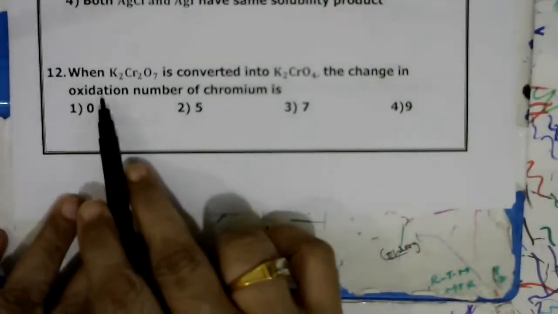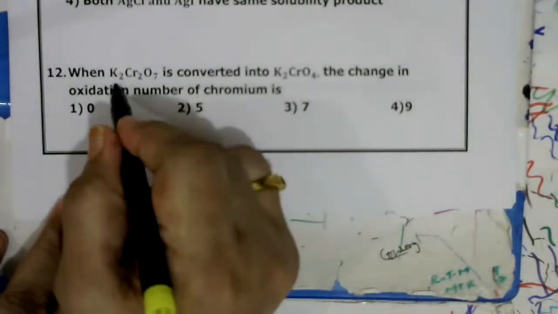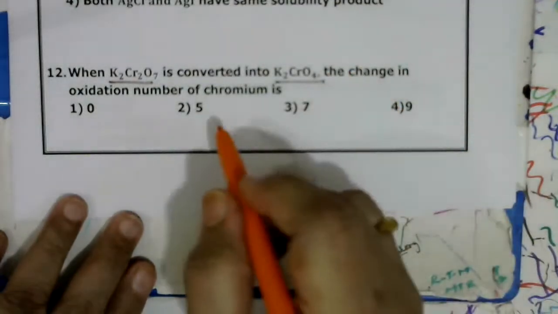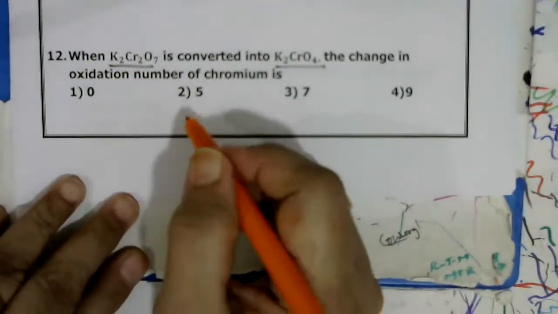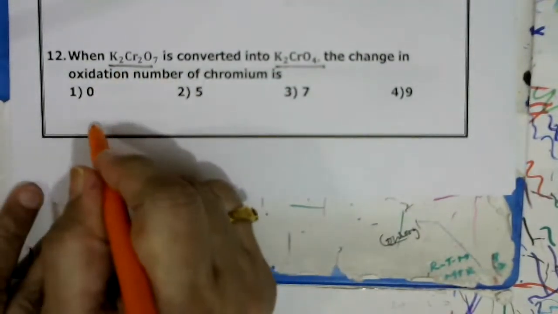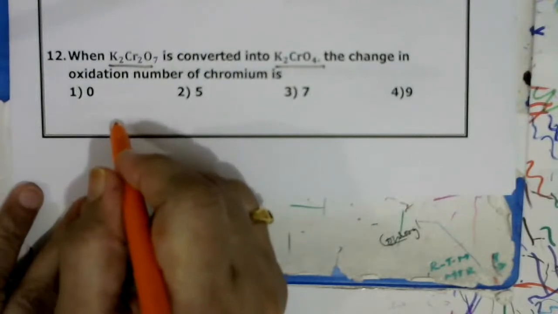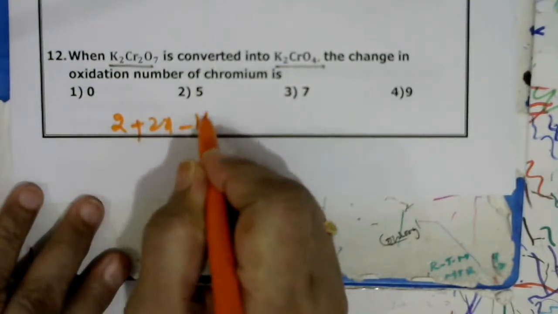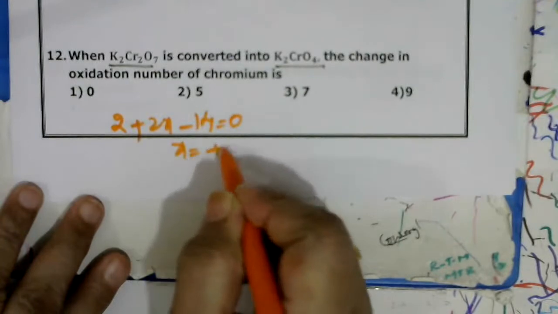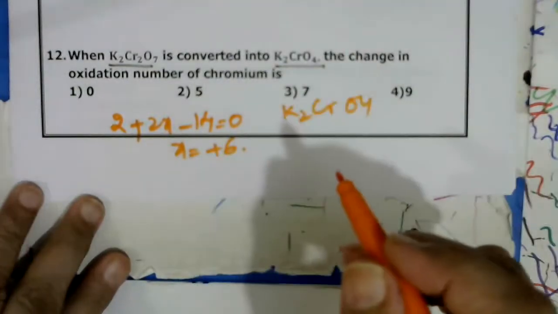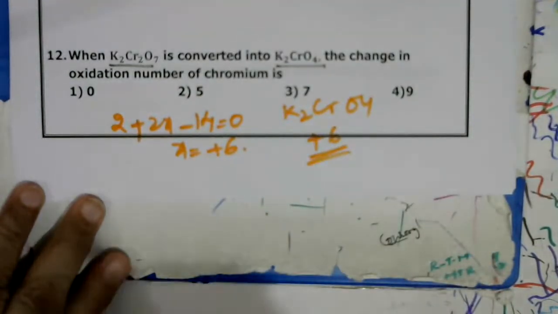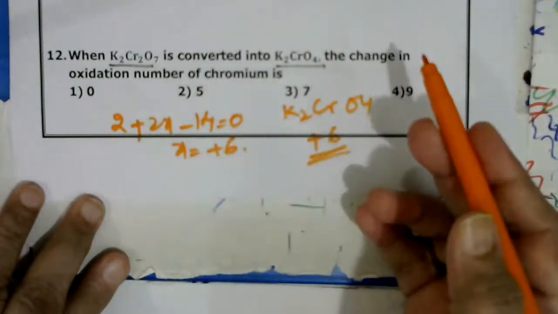Next one. When potassium dichromate is converted into potassium chromate, K2Cr2O7 to K2CrO4, the change in oxidation number of chromium. Okay, you calculate it. K2Cr2O7: potassium is an alkali metal, it will be +1 oxidation state. +1 into 2 will be what, children? 2. Plus 2x minus 14 is equal to 0. X will be equal to +6. Same way, calculate the answer. First option, it is correct, because there will be no change in the oxidation number. +6 changes to +6. It means no change.